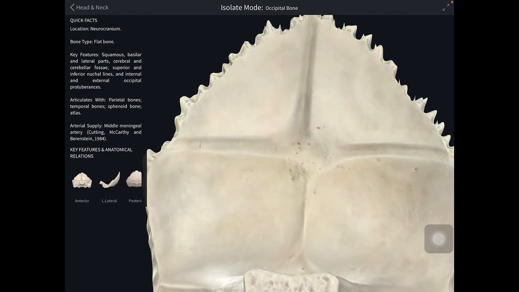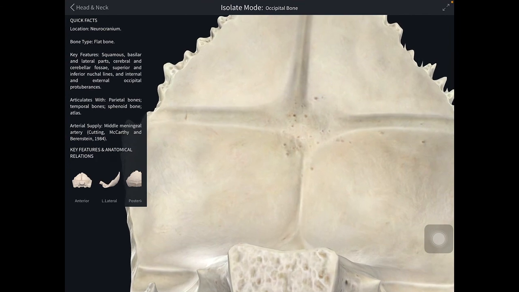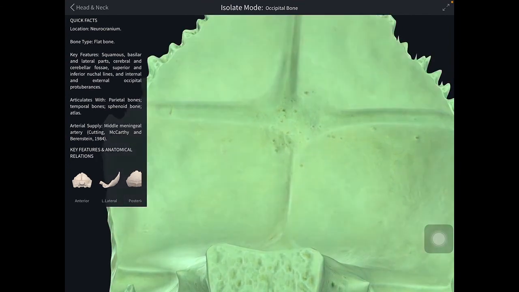The margins of these sulci give attachment to the tentorium cerebelli. Now you can see the internal occipital crest, descending sagittally from the protuberance. This will give attachment to the falx cerebelli, and it will lodge the occipital sinus.